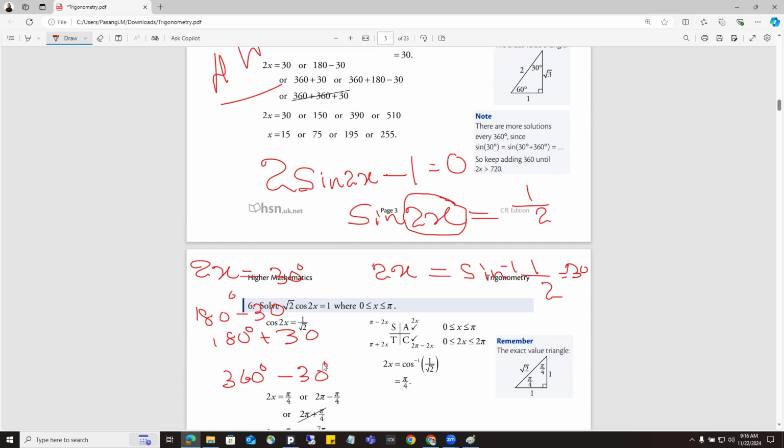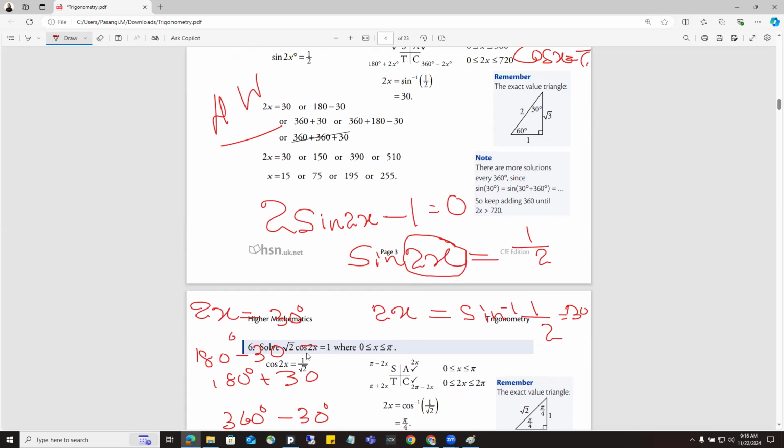Then what will happen? Here we will get 150. Here we will get 210. And then we have 330. But for the sine, they have given a positive value. That means it can be either the first quadrant or the second quadrant. What will happen now? One solution will be x equals 15.